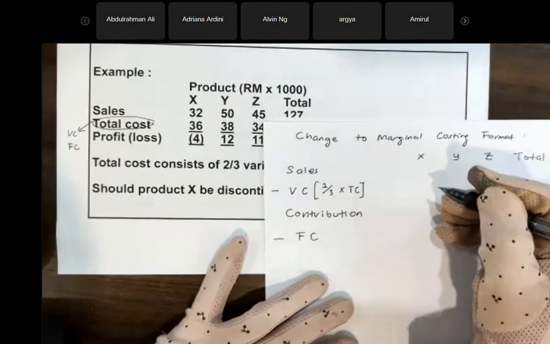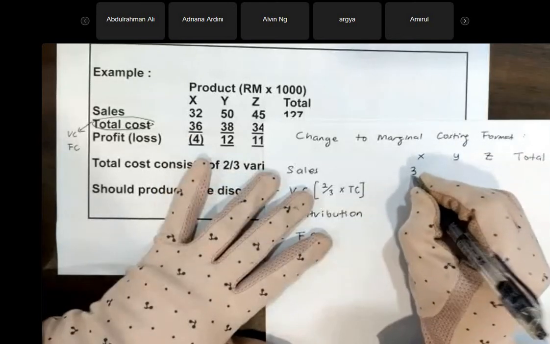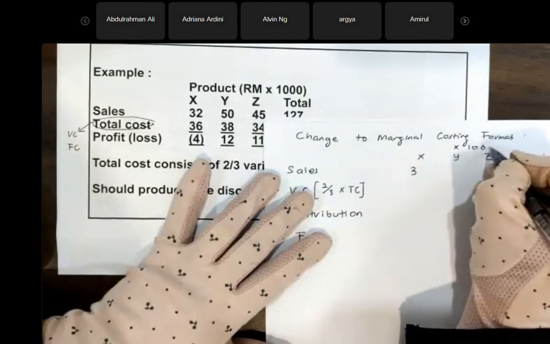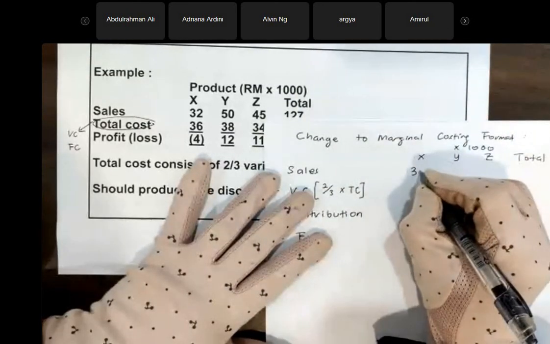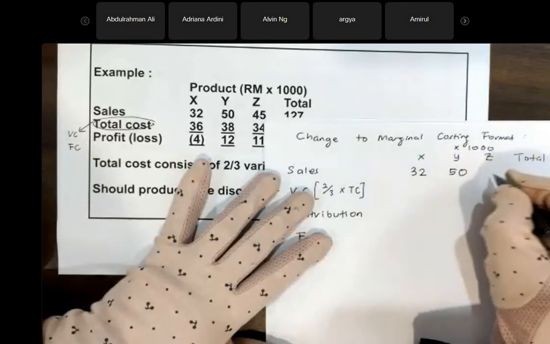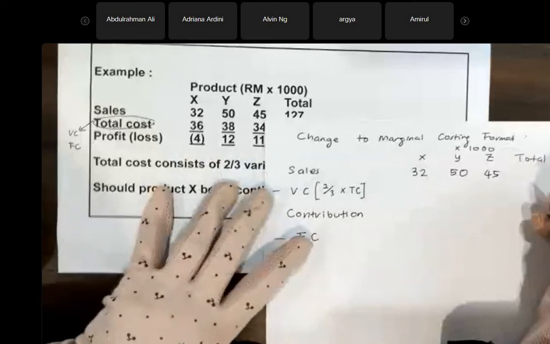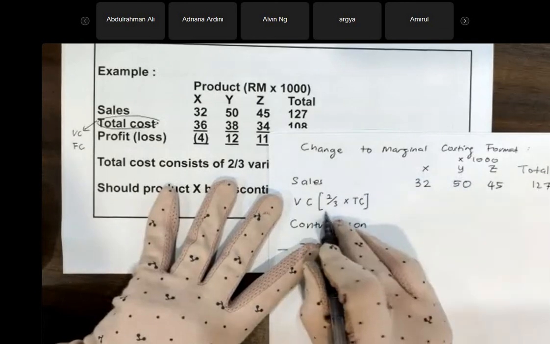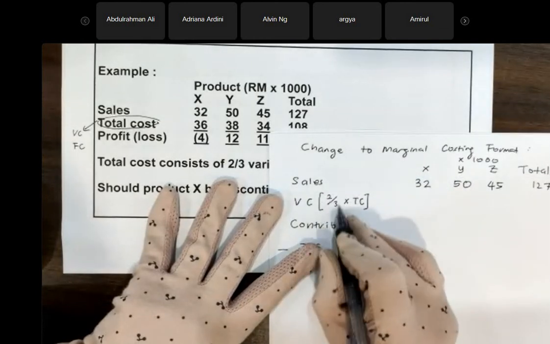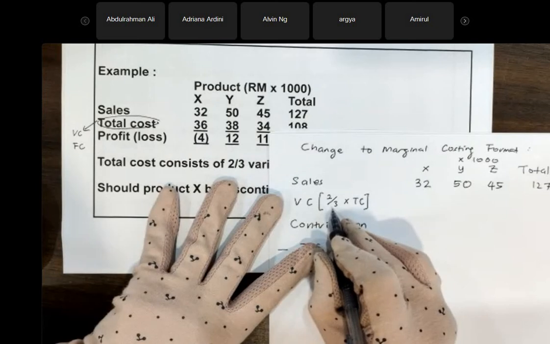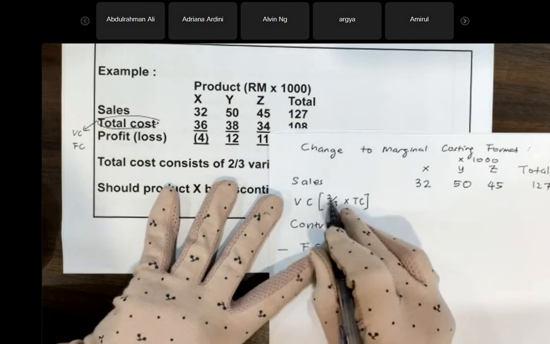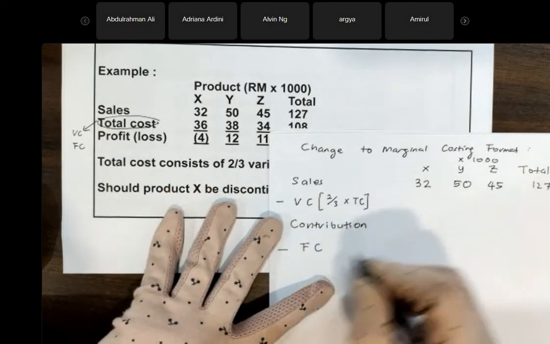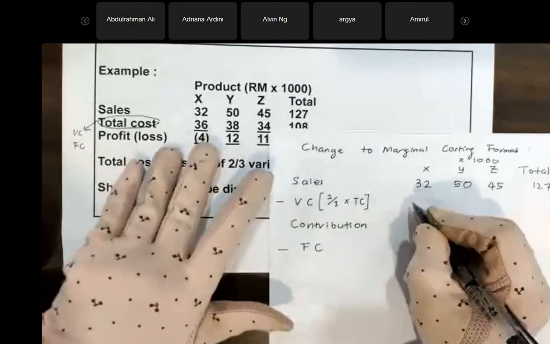So the sales here is 30, times 1000. So that means here you have times 1000. So 32, 50 and 45, so the total is 127. And then here the total cost, you use this portion: for the variable cost it is 2 over 3 and for the fixed cost it is 1 over 3.